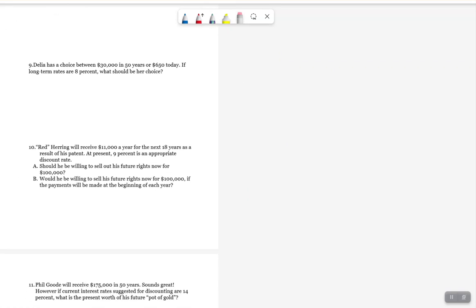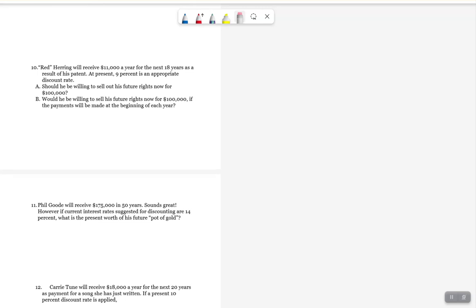What is number 10 asking us to do? In this case, it's saying Red Herring will receive $11,000 a year for the next 10 years as a result of his patent. So he has a patent and he has a right to that patent. At present, 9% is an appropriate discount rate. Now we want to know: is this a good decision to make or not? In this case, should he be willing to sell out his future rights for 100,000?